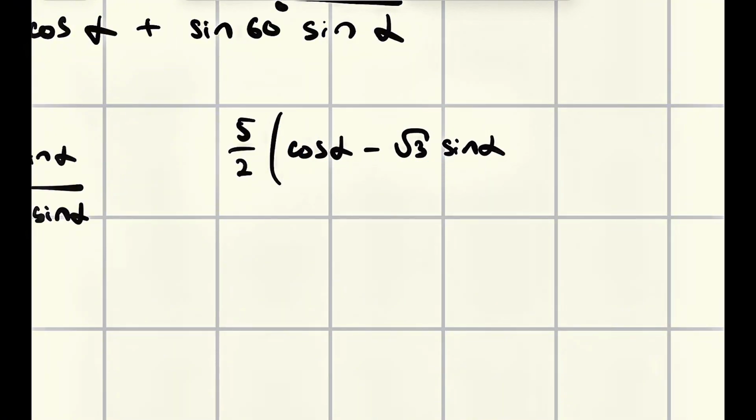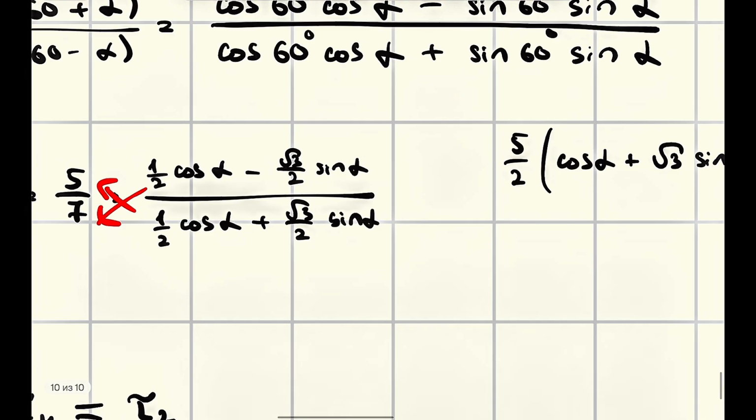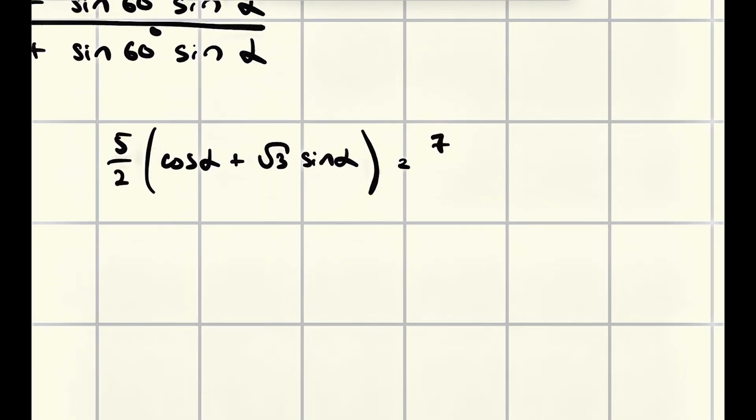This is in brackets. The same thing goes for the other side, in fact the very same thing, but this is going to be plus, because the plus sign is multiplied to that. And this thing is going to be 7 divided by 2, times cosine alpha minus square root 3 sine alpha.